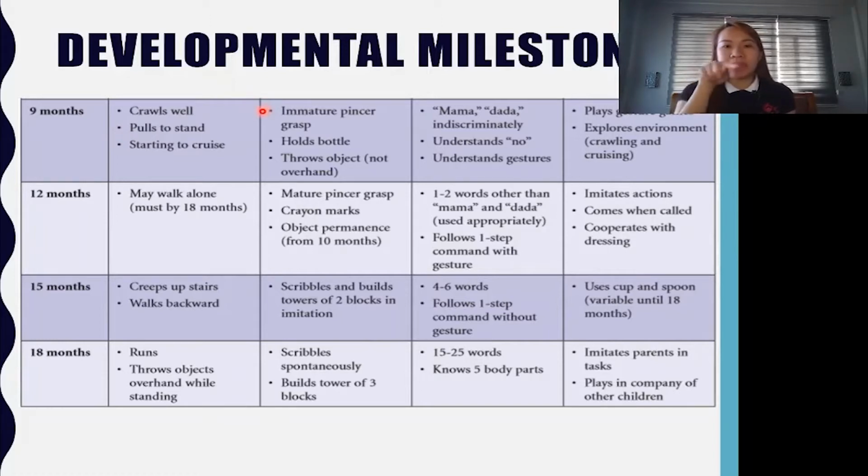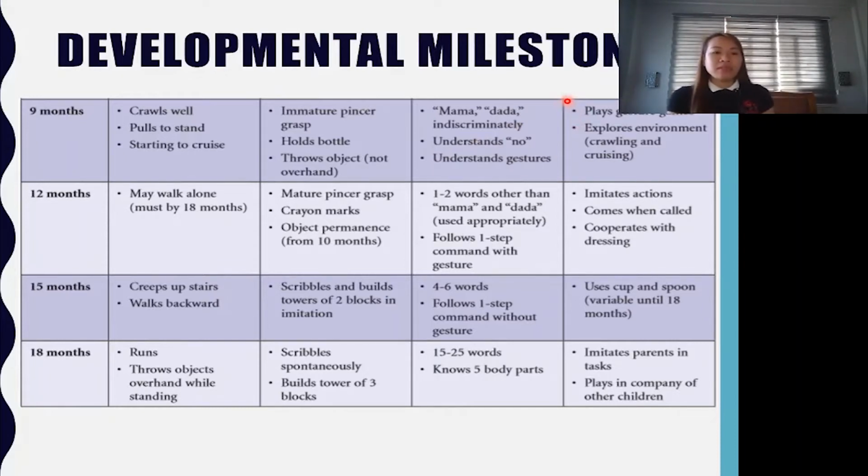So, there is also an immature pincer grasp. Naalala nyo yung 9 na parang baliktad na letter P. And they can hold a bottle and throw objects, but not overhand. Hindi pa ganun. They can just throw it like this way. They can start to say mama, dada indiscriminately. They understand the word no. So at 9 months, when you say no, they will immediately stop what they're doing because they understand it. And they also understand gesture. So they play gesture games and explore environment through crawling and cruising.